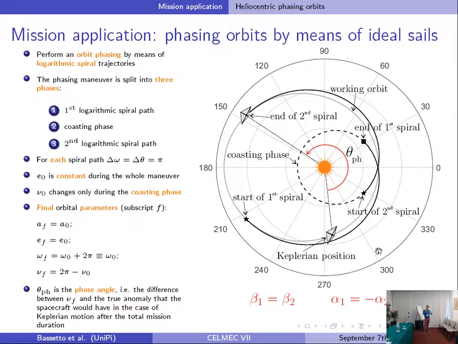As a matter of fact, moving along these two spiral arcs, the two required lightness parameters are the same, and simply the attitude of the solar sail must change its sign. So if alpha 1 is the attitude of the solar sail plane during the first spiral arc, the attitude along the second spiral arc must be minus alpha 1, and it is a very interesting result.